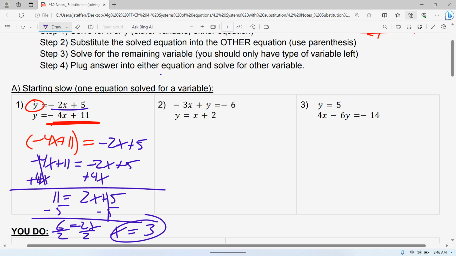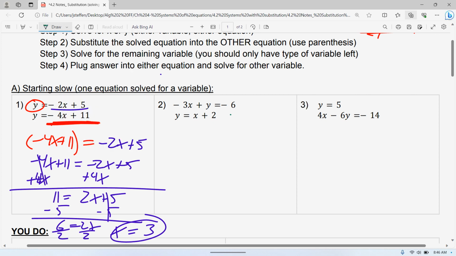Don't forget that we're not done yet. That was step 3. We still have one more step. We need to plug that 3 back in to find our y. You always need an x and a y for these. My hint with this one is when you plug it in, it doesn't matter which equation you use. I would always use an equation where the variable is all by itself. So either one of these will work fine.